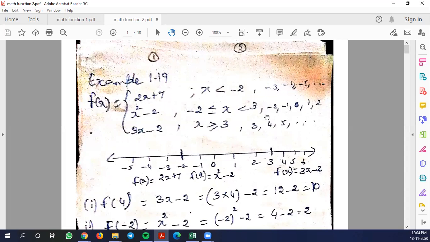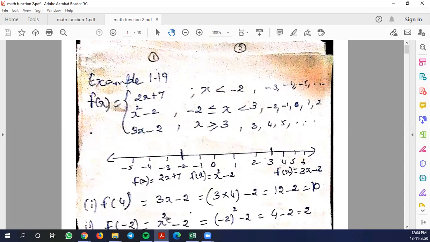Then the second one, x square minus 2, when x lies between minus 2 and 3. Coming to the number line, here minus 2 is included in the set because the equal to sign is there. So minus 2, minus 1, 0, 1, 2. And 3 is not included because the equal to sign is not there. And the last one, 3x minus 2 if x is greater than or equal to 3. So 3 is also included: 3, 4, 5, etc. That is 3x minus 2.